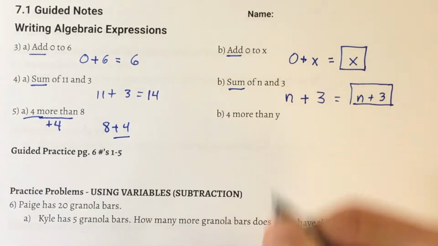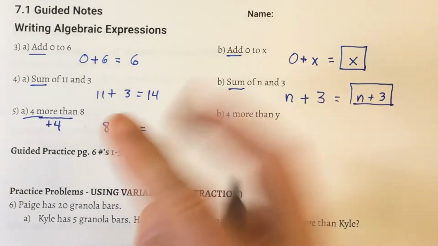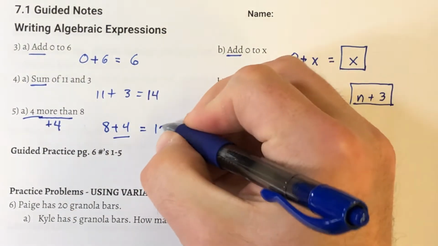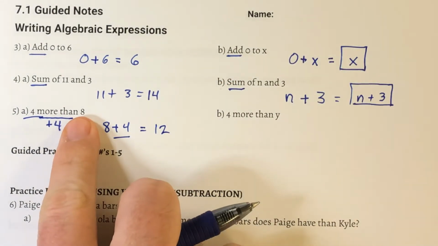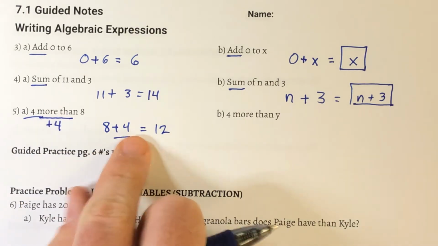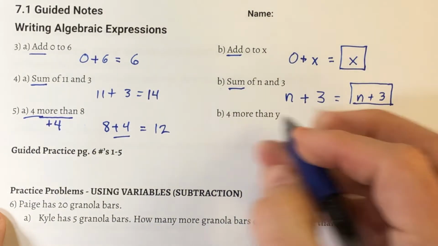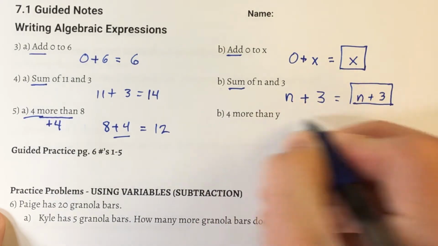So that's my 4 more. Can I combine these? Yes, they're both numbers. So 8 plus 4, I get 12. So this would be like, oh, I have 8 cookies. I want 4 more. Add 4, you get 12 cookies. Then you've got diabetes.